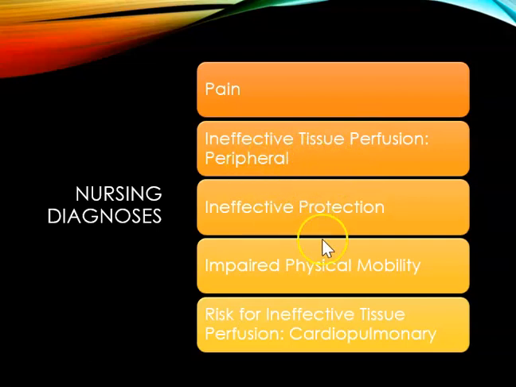Impaired physical mobility. With these patients, do active range of motion exercise, get PT and OT involved with them, and intervene early. Frequent position changes, deep breathing and coughing, increase fluid and dietary fiber, and assist with ambulation. And for ineffective tissue perfusion, you're going to frequently monitor their respiratory status. You want to make sure that you're monitoring for PEs.